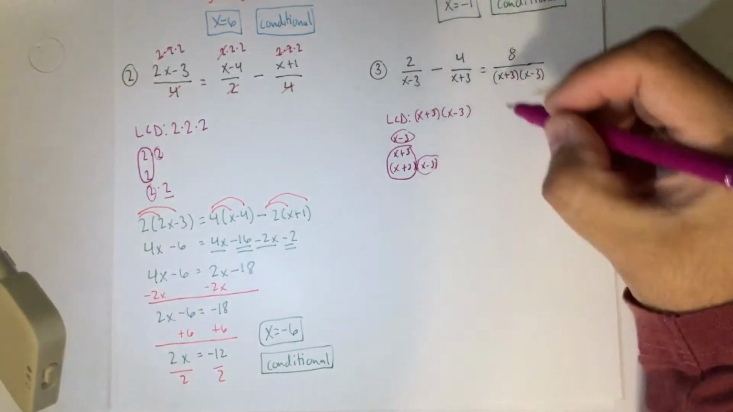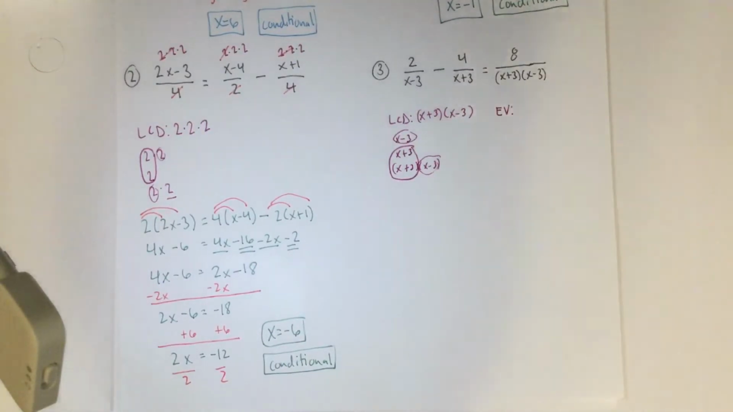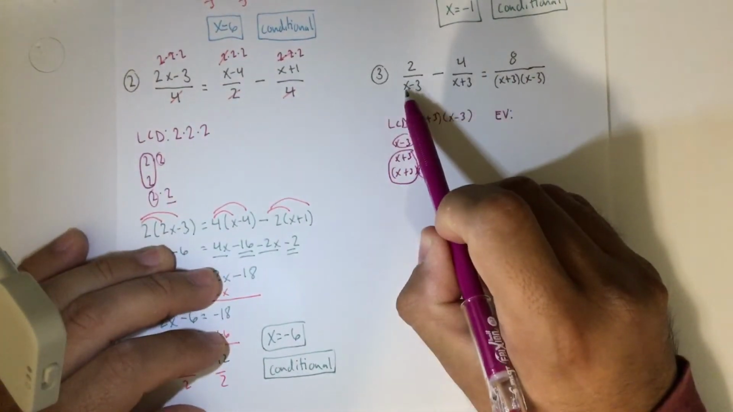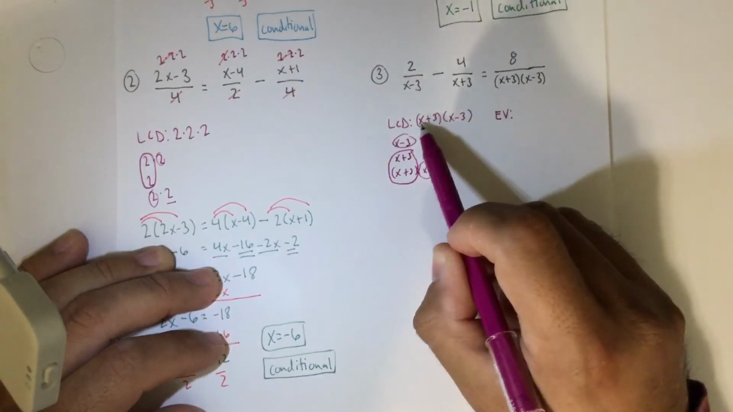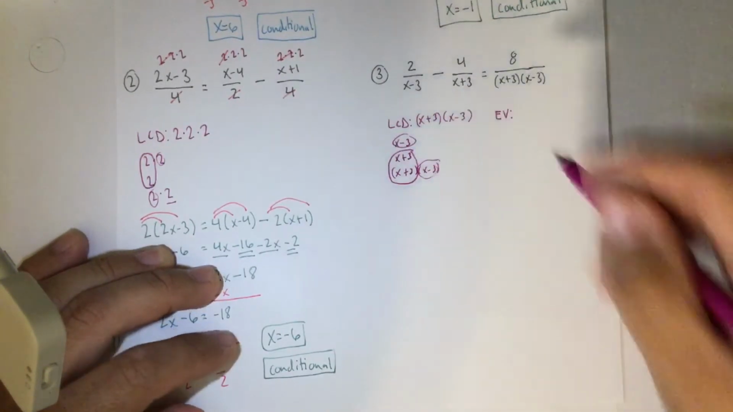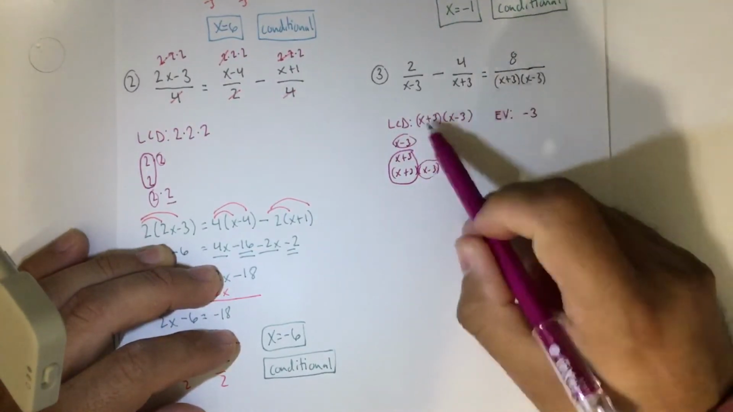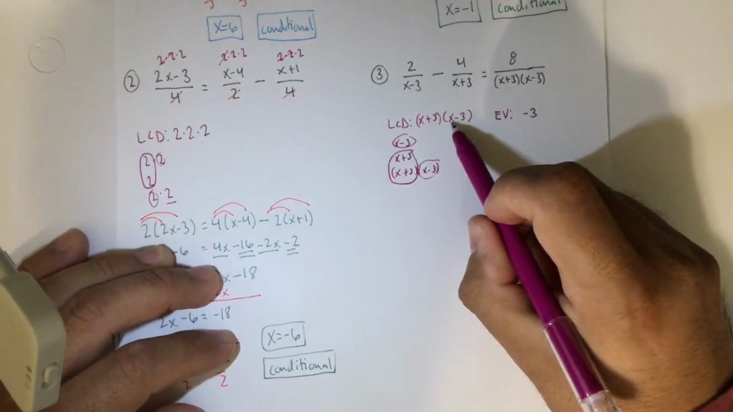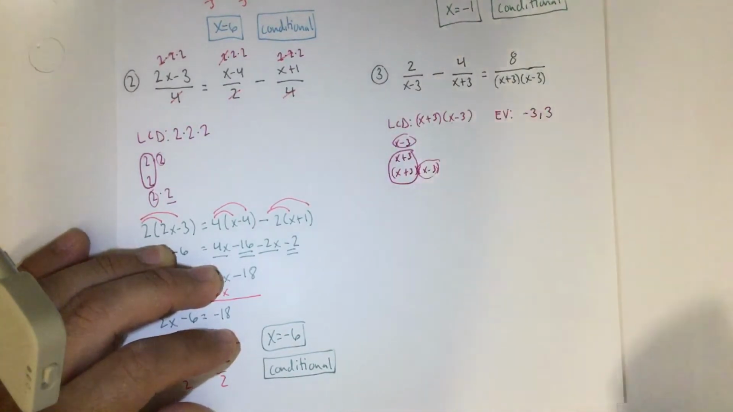Now, another thing you might have seen was the excluded value. So EV means the excluded value. So pretty much what that means is what makes the denominator 0. So if I look right here, what number, actually let's go LCD. What number plus 3 is 0? And hopefully you said negative 3 plus 3 is 0. So that is an excluded value. Negative 3 plus 3 makes that 0 in the denominator. The other part, what number minus 3 is 0? Well, hopefully you said that was 3, because 3 minus 3 is 0.